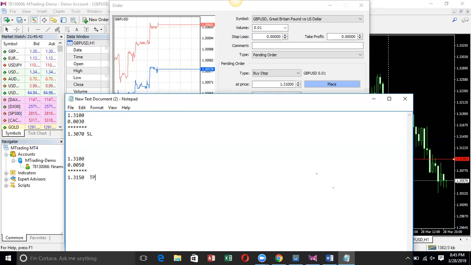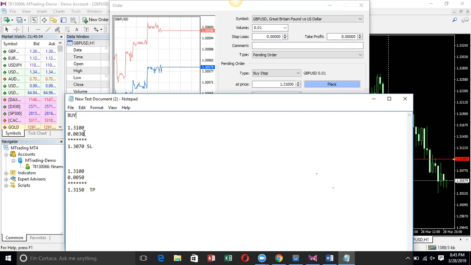Hope it's clear. Because we are buying, we subtracted our choice number of pips from our entry price, our ask price, to get our stop loss. We added our choice number of pips, which is 50 here, to our entry price, which also means our ask price, to get our take profit.